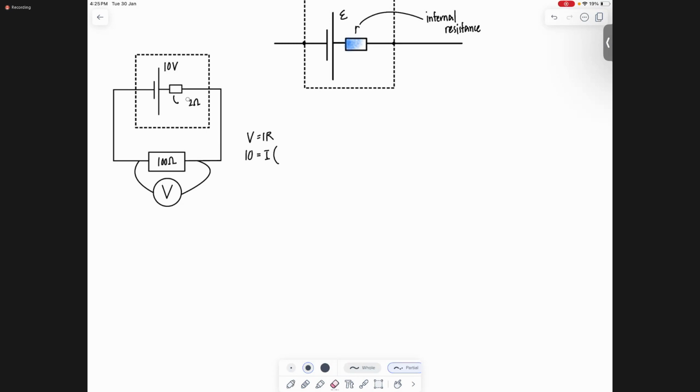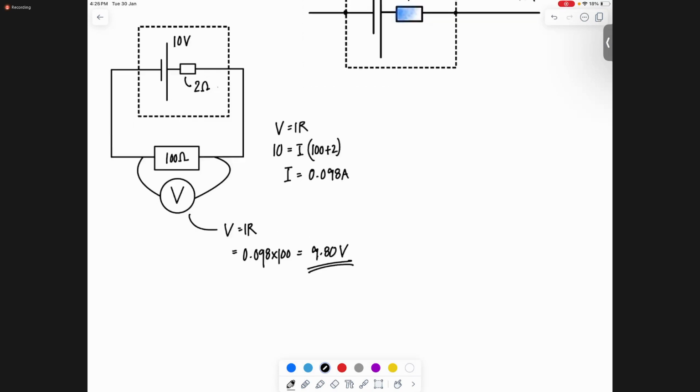0.0998. The resistance is how much? 100, right? So that gives me how much? 9.98 volts. Okay, look at this problem, okay? So problem ta hocche, try to understand the issue.